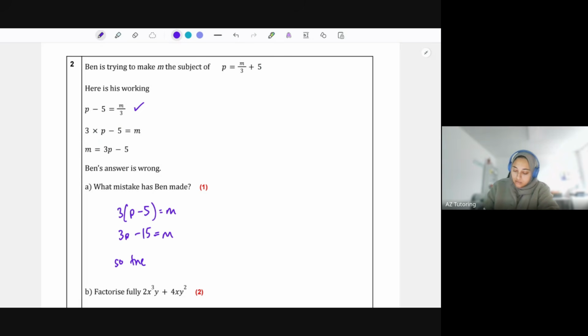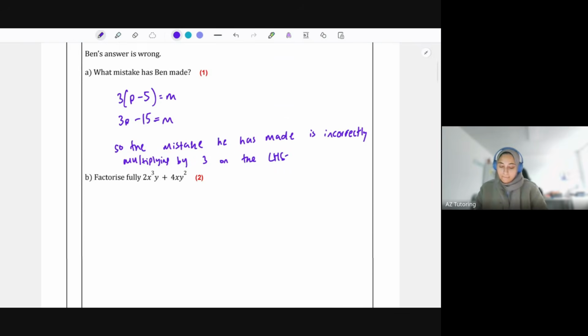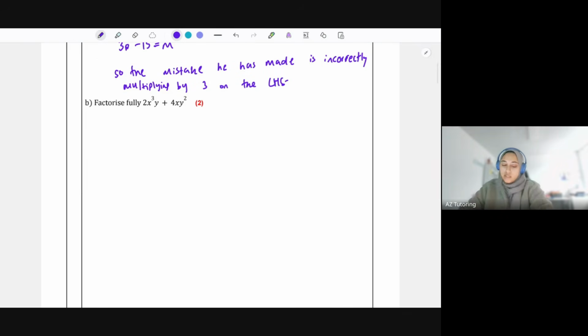So the mistake he has made is incorrectly multiplying by 3 on the left-hand side. I'll just write like that, just for the sake of this. Okay, part B, factorize fully this expression here. I'm just going to write here 2x cubed y plus 4xy squared.